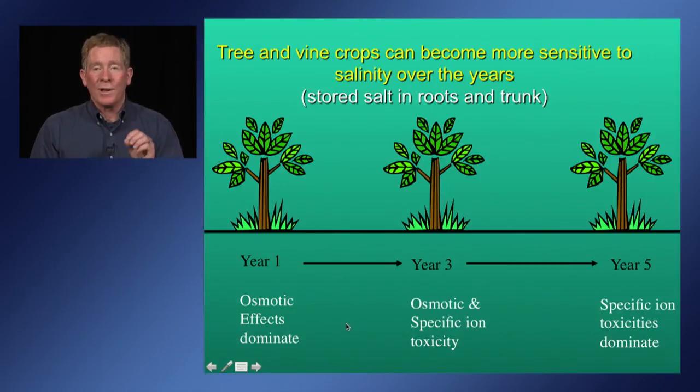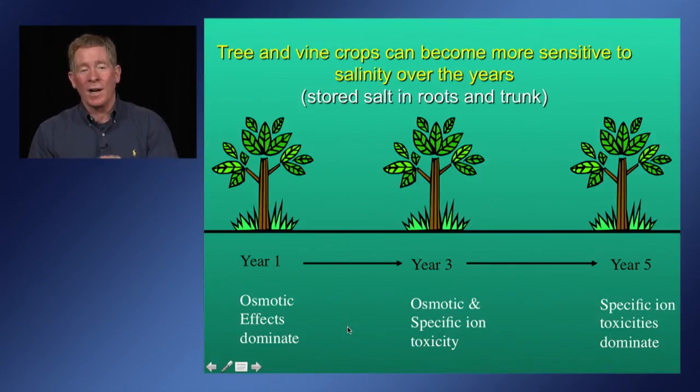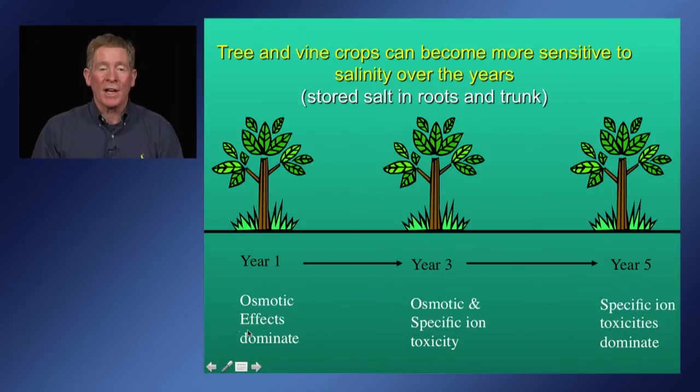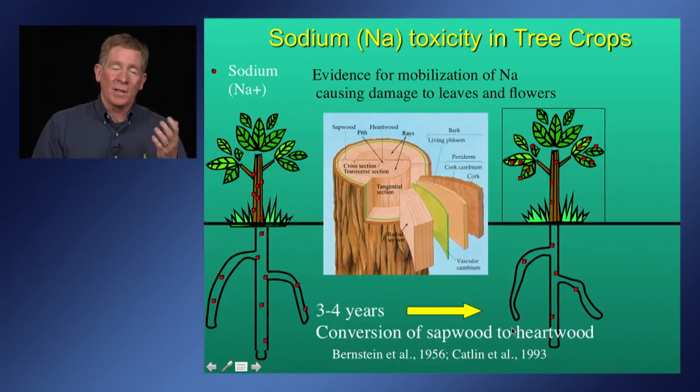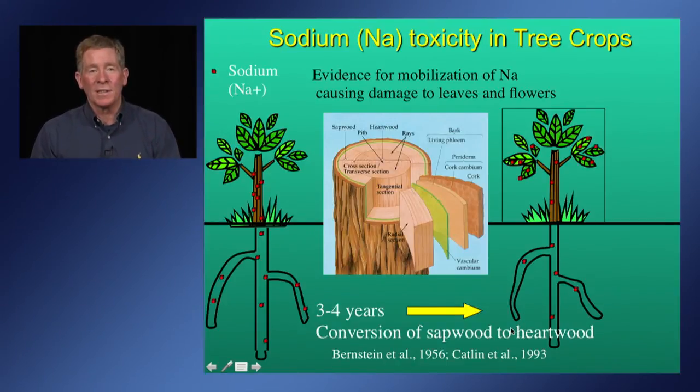Now, it's also important to talk about both the osmotic effects and specific ion effects over time. Typically, the general idea is that osmotic effects dominate at early times, but as the tree gets older and older, specific ion and osmotic effects both can be equally responsible. But in the later years, specific ion toxicity can be the one that's really causing most of the damage. Sometimes it's typically looked at as chloride toxicity often being the culprit, but not always.